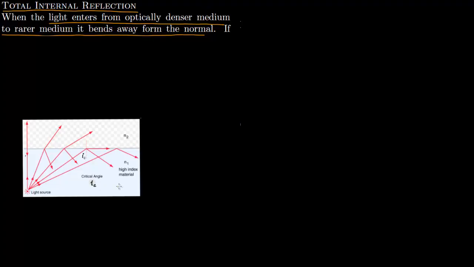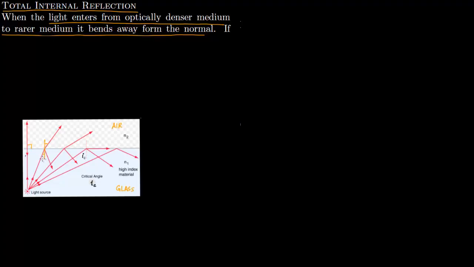So say you have glass here and this is air. If the light goes directly along the normal, that will go straight out. There is no bending. Now if the light makes an angle with the normal, say light goes like this, and this is the angle of incidence, it will get refracted. It bends away from the normal.